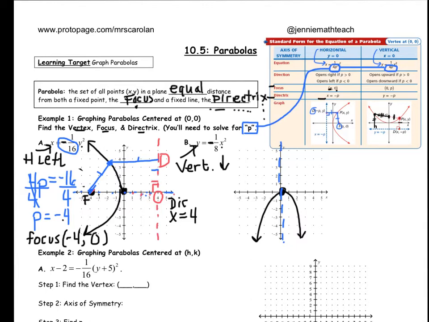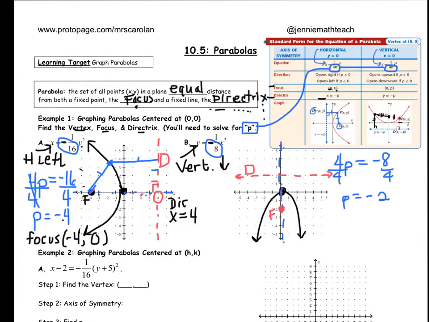I need to figure out where the focus is. In order to do that, I have to use that little 4p and set it equal to that. So 4p equals negative 8. Divide both sides by 4, and we get p equals negative 2. That means that the focus is going to be 2 units down. It's always on the inside of the parabola. Label it with an F. And the directrix will be 2 units up, and it's going to be perpendicular to the axis of symmetry. So that red line I'm going to label with a D for directrix.